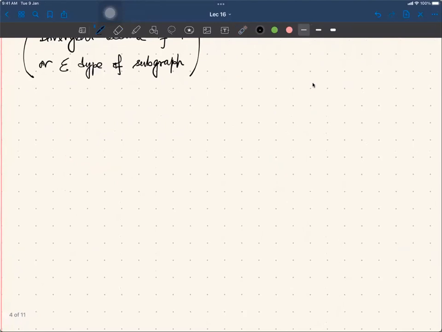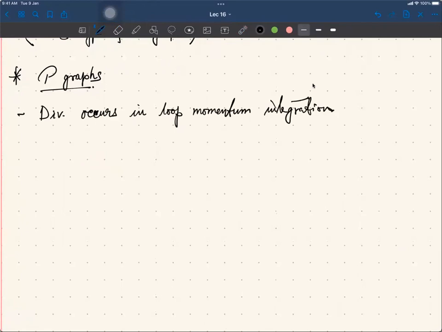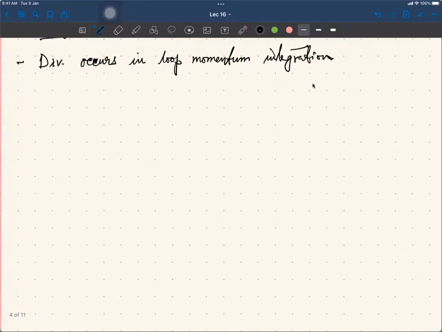Okay, now let us look at what the P graphs are, what their properties are, and why this is finite in all the three cases. So let's focus on P graphs. In this case, divergence occurs in loop momentum. So the divergence always occurs, as we know, in loop momentum integration. And the general structure of that is the following.